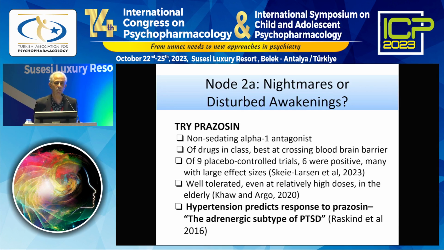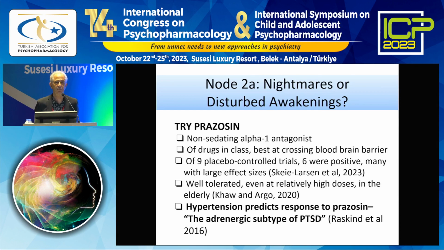And why does it work? It seems to be the best drug of that class of drugs: prazosin, doxazosin, terazosin. Uniquely, prazosin crosses the blood-brain barrier, gets into the brain, and has its anti-adrenergic, anti-adrenaline effect there where it's causing the PTSD symptoms and the sleep problems. So that's the theory behind why it works and other drugs in its class do not.